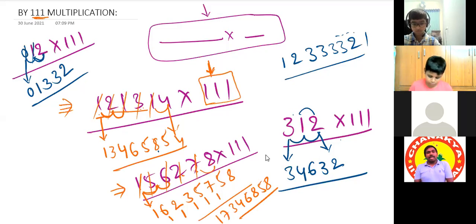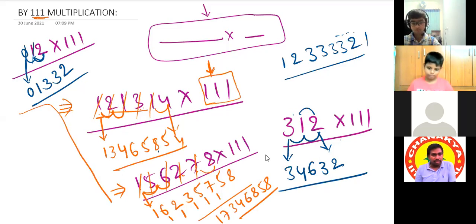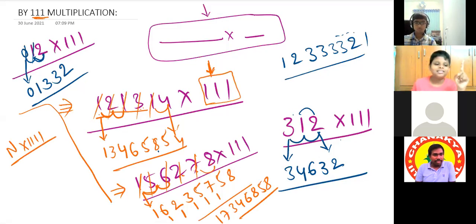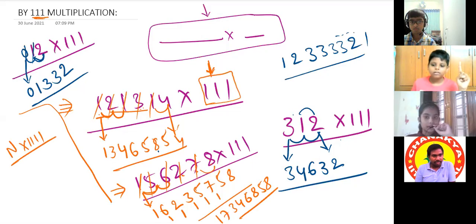Okay. Take any random numbers and practice this multiplication by 11. Just tell me the procedure for 1111, if it is. Sir, can I tell? Anyone can.